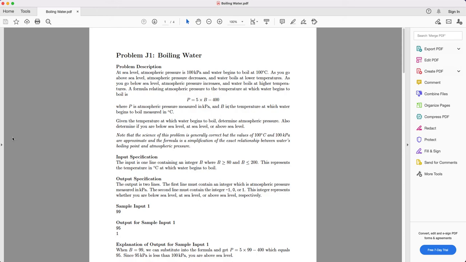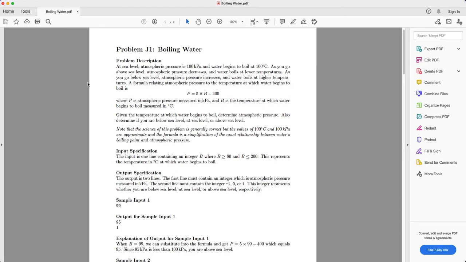Today we're focusing on a basic beginner practice problem for Python. This is problem J1, Boiling Water, from the 2021 Canadian Computing Competition, also known as the CCC. So let's just get started.